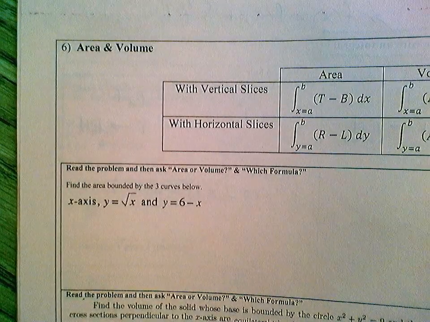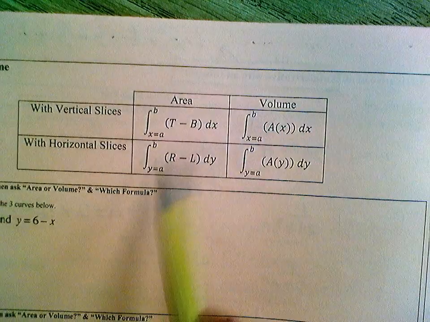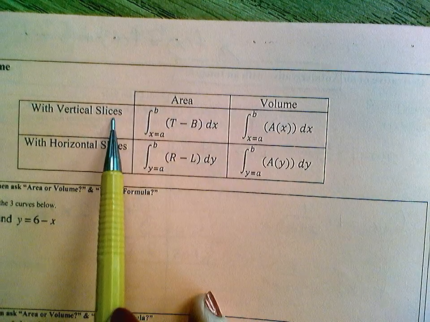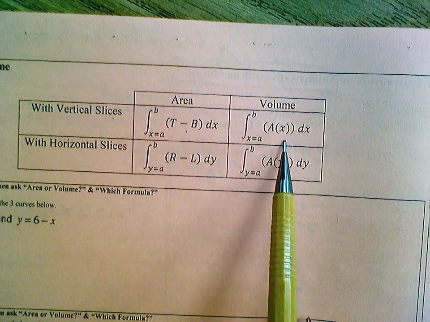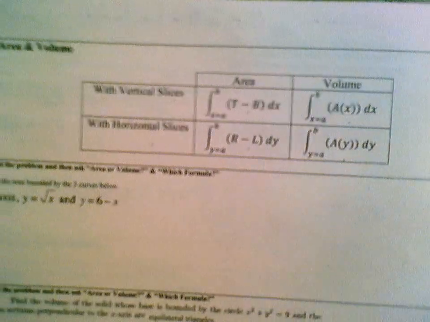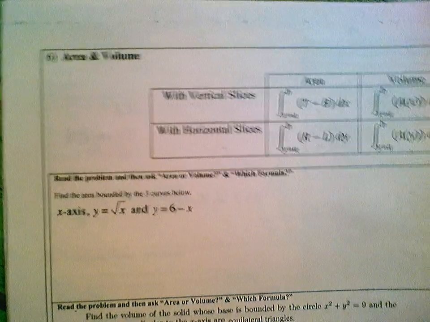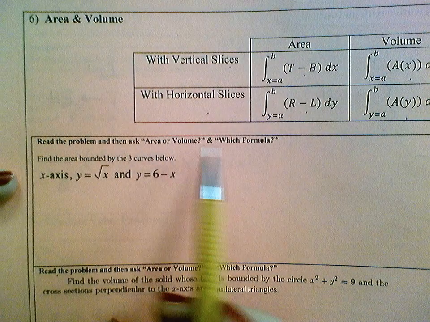Area and volume, we just did this. This was unit 6. So you need to know these formulas. Vertical slices, area, this formula, volume, this formula. Horizontal slices, area, this formula, volume, this formula. So I probably have time to do the first one. Okay, so read the problems and ask area or volume, and which formula.